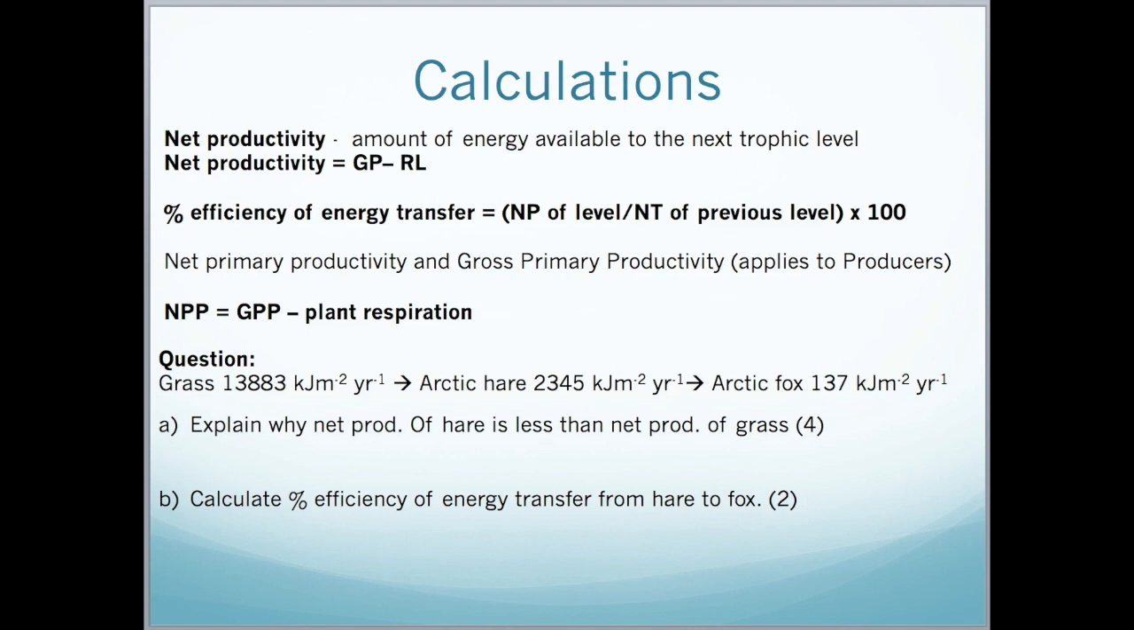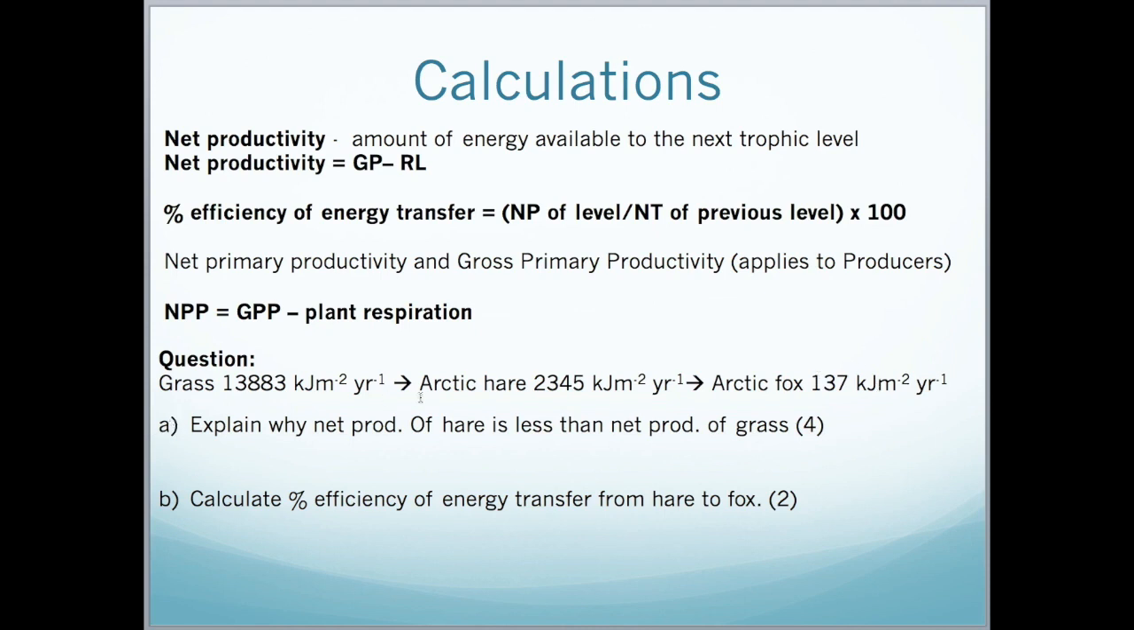I thought we would look at a question, because it's easier to understand when we go through a question. Here we're given the numbers. From grass we get 13,883 kilojoules. When the Arctic hare eats the grass, it gets 2,345, and when the hare is eaten by the fox, it gets 137.